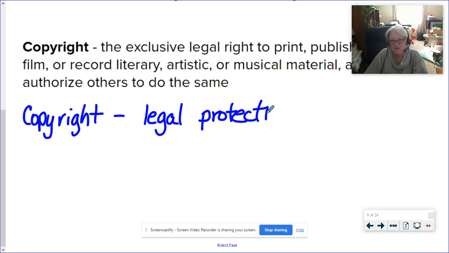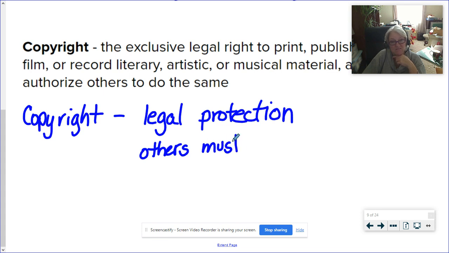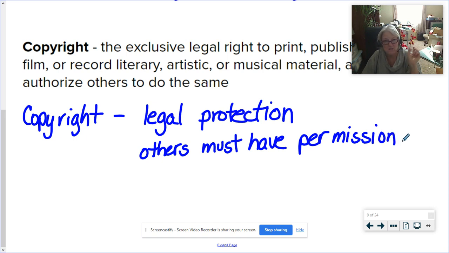If I create something and I want to copyright it, this is a legal process where I take it and go through a legal process to protect my work. And what that does is means others must have permission from me. Okay, so you can say others must have permission. You can't just use it. You have to have explicit permission. Usually it'll be something in writing.